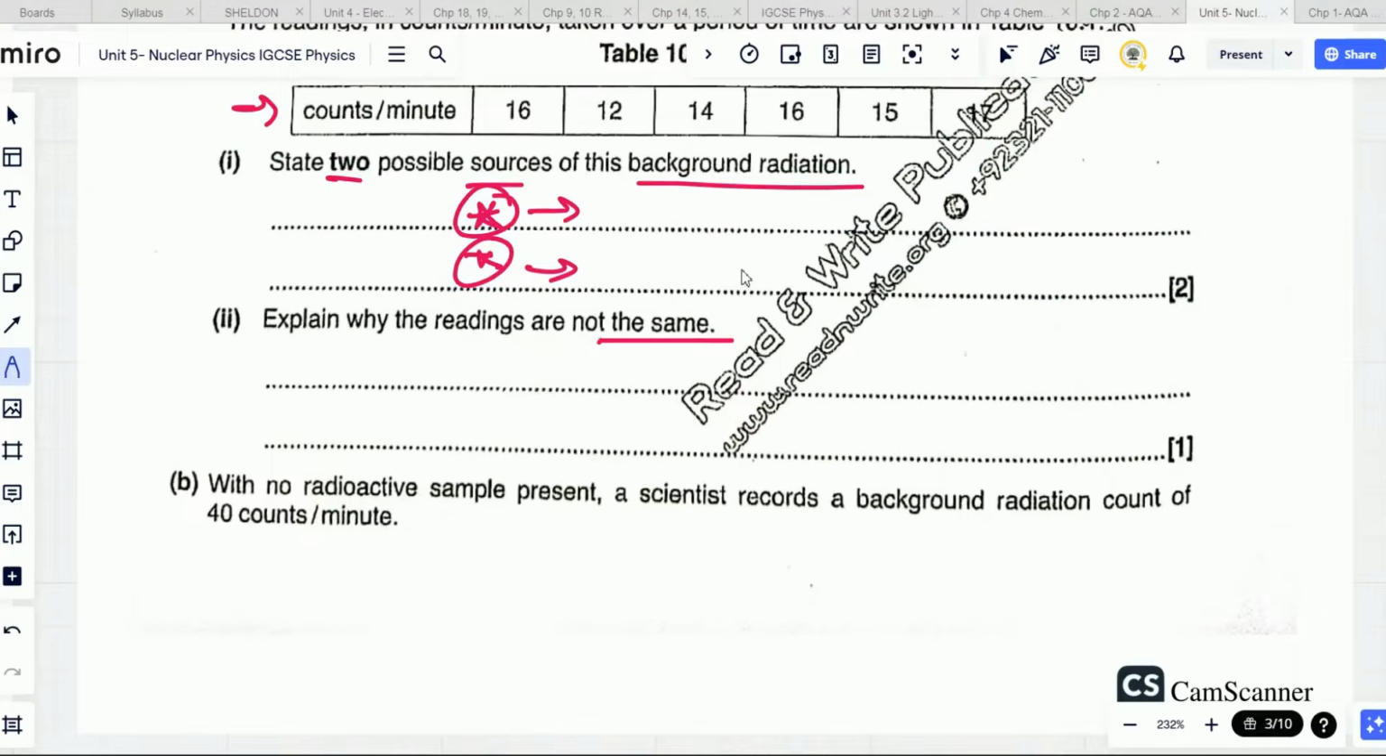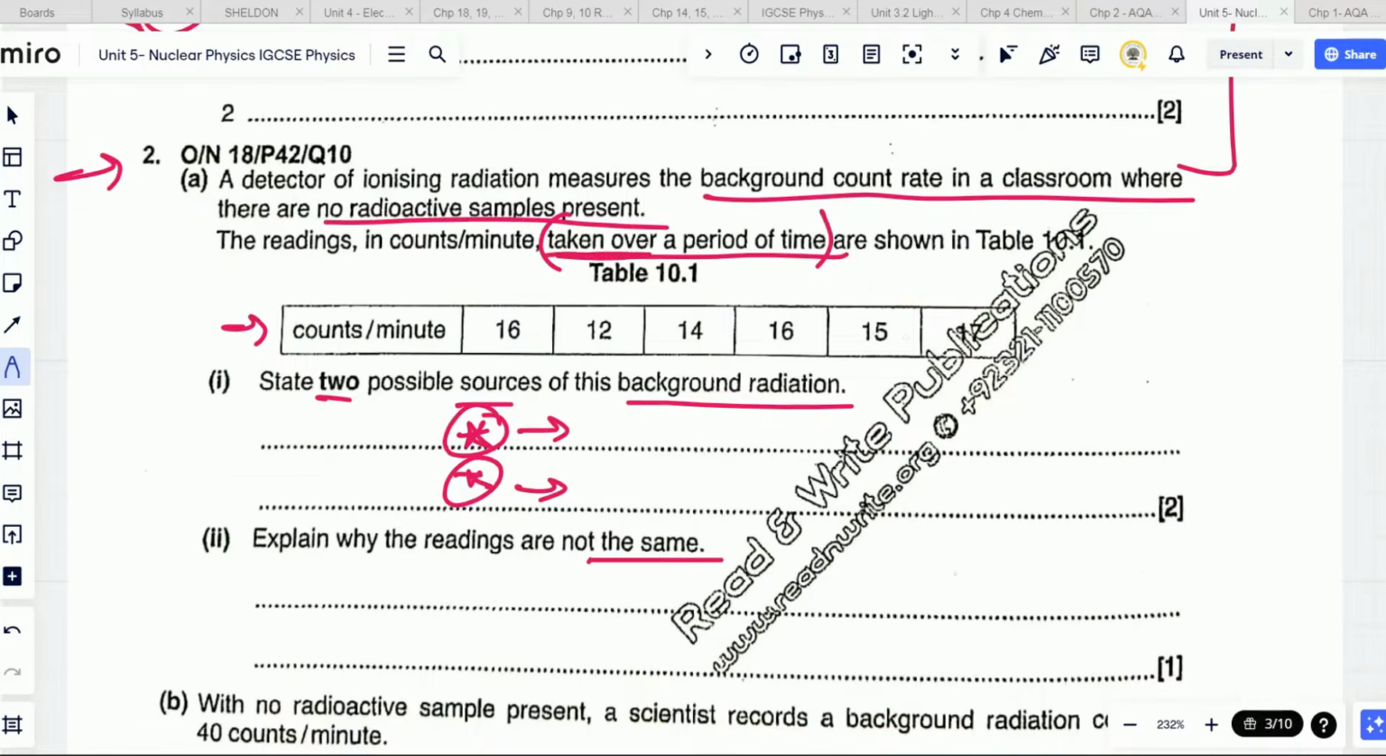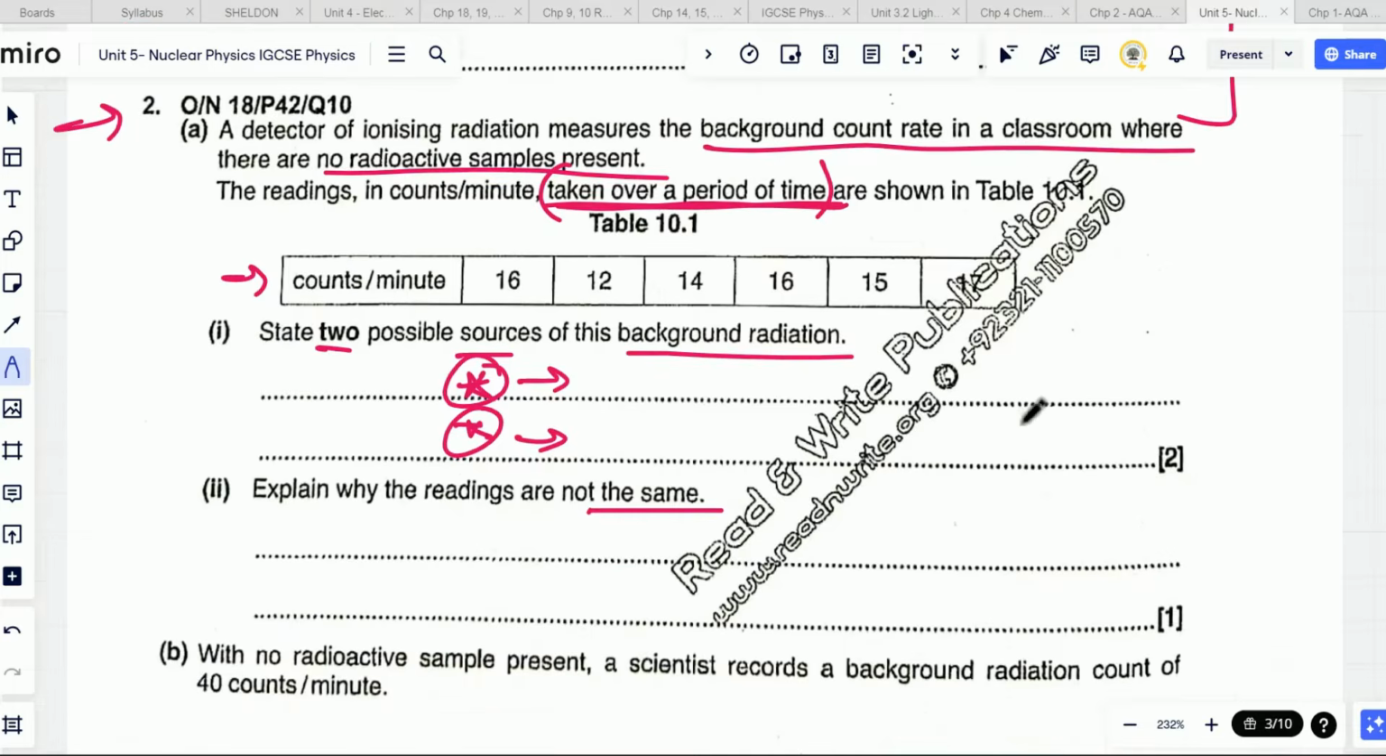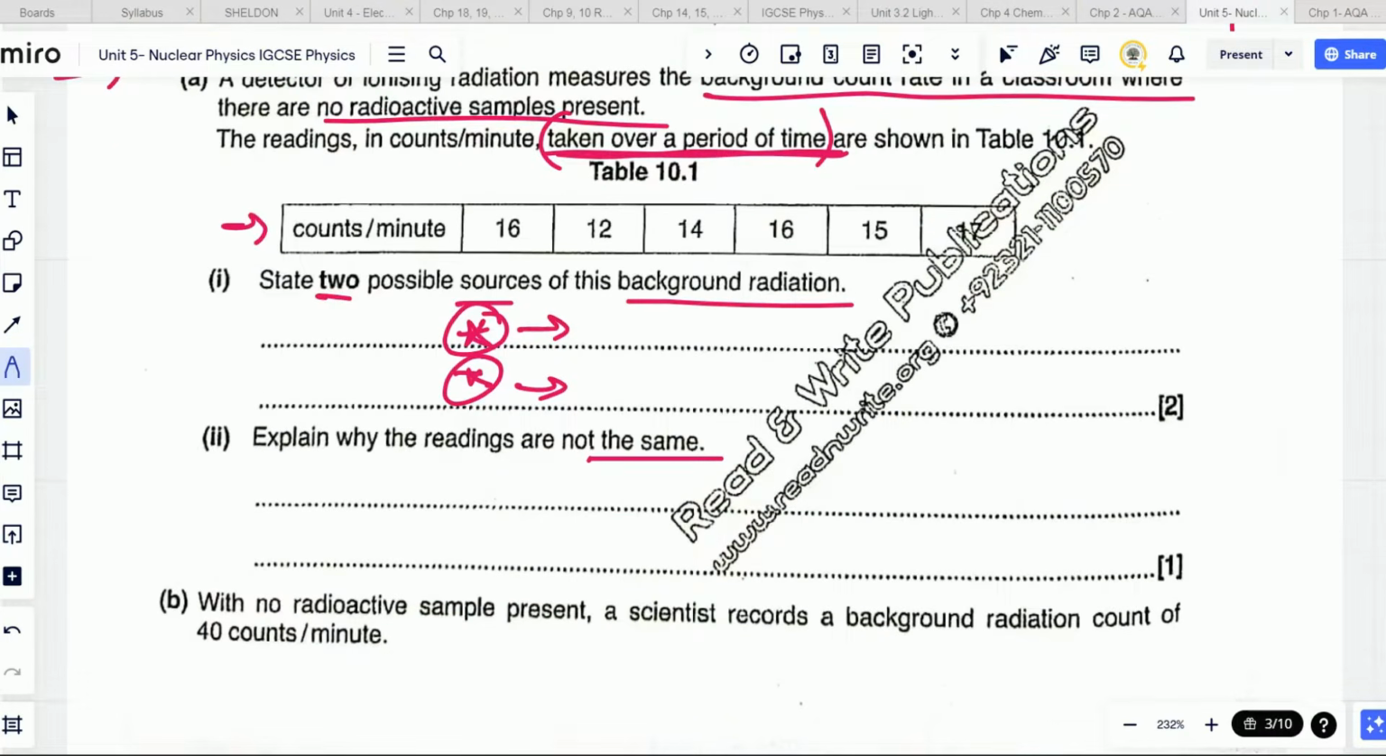Now let's start off with this part. Explain why the readings are not the same. What could be a possible reason for that? As they're telling over here that it is taken over a period of time, they haven't taken any time intervals over here. That's the reason. But wait, can you explain this thing? The 16, 12, 14. I sure don't get it.